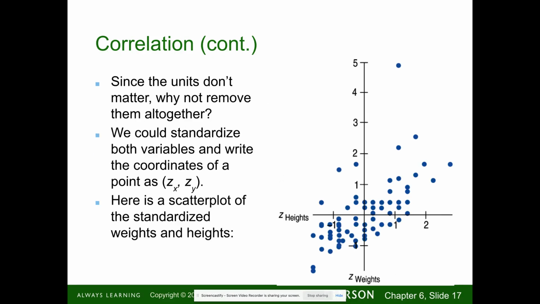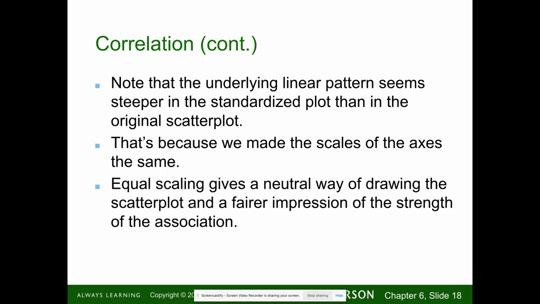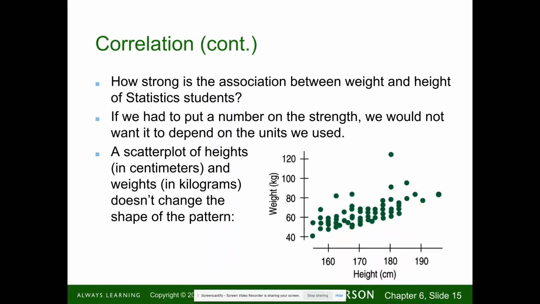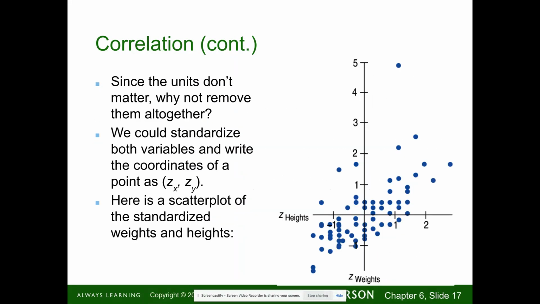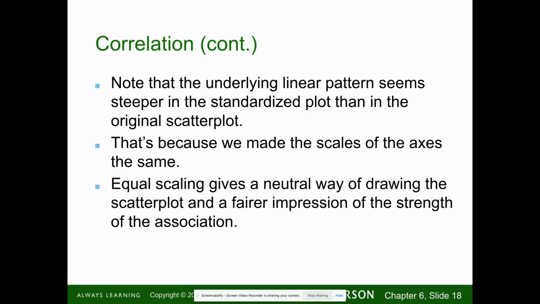So since the units don't matter, why not remove them altogether? We could standardize the variables and write coordinates as zx and zy. And here the scatter plot is standardized weights and standardized heights. Note that the underlying linear pattern seems steeper in the standardized plot than in the original scatter plot. So when you standardize it, it changes it a little bit. That's because we made the scales of the axes the same. Equal scaling gives a neutral way of drawing the scatter plot and a fairer impression of the strength of the association.